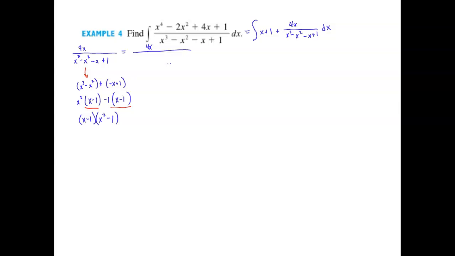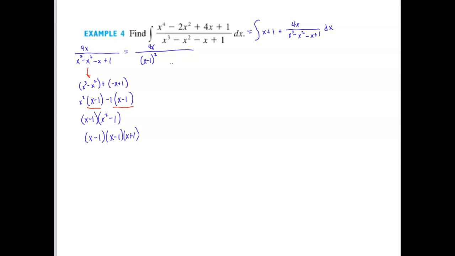And then I can actually factor that even further. x minus 1 times x squared minus 1 will factor to x minus 1 squared times x plus 1. All right, so I have x minus 1 quantity squared. That is a repeated linear factor. I have two factors of x minus 1, and then I have that x plus 1, right?